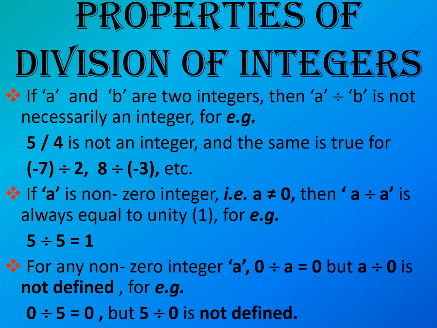Then the third property. For any non-zero integer a, if we divide 0 by a, then the quotient is 0. But if we divide a by 0, then the quotient is not defined. For example, 0 divided by 5 is 0, but 5 divided by 0 is not defined.